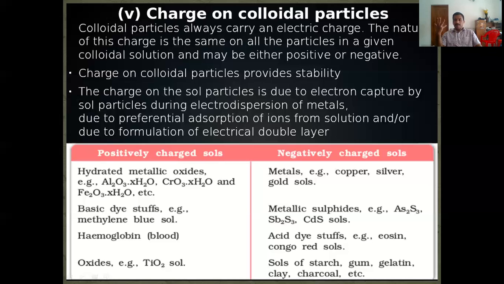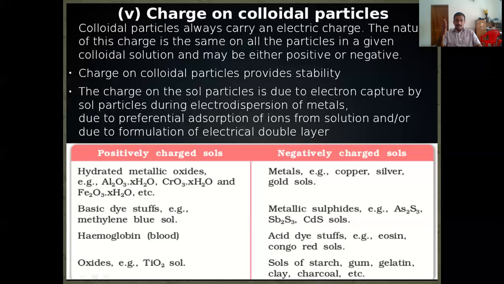At the same time, negatively charged sols: metals such as copper, silver, gold, all are negative sols. Metallic sulfides, arsenious sulfide, antimony sulfide Sb2S3, cadmium sulfide. All these are examples of negatively charged colloids. Acid dyestuffs, example eosin, that is a negative colloid. Sols of starch, gum, gelatin, clay, charcoal, all these are examples of negative colloids.